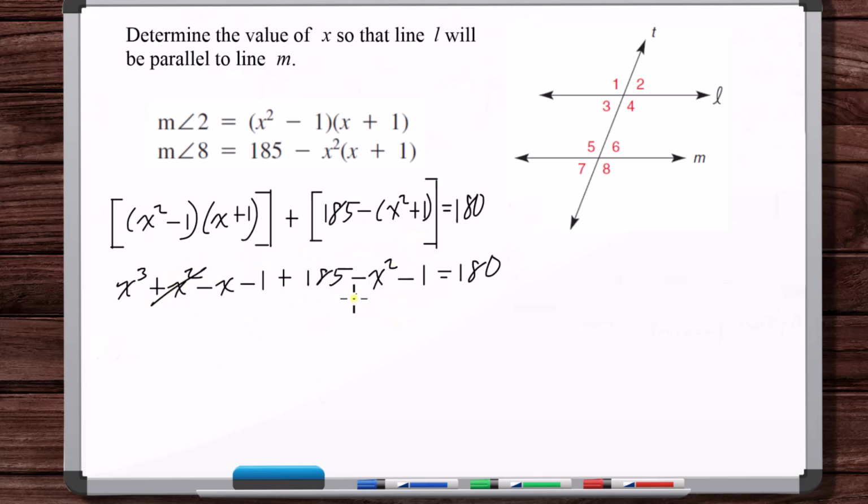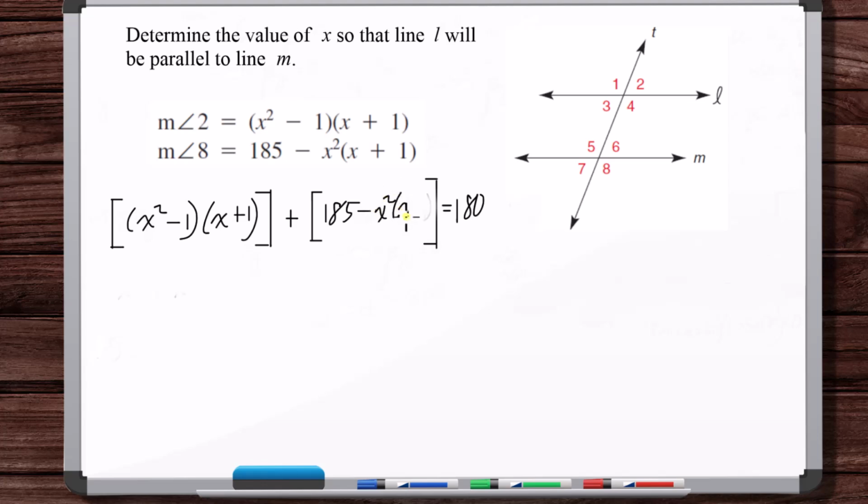So, okay, let's see. The x squared subtract out. We've got x cubed minus x. Then minus 1 is minus 2. 185 minus 2 is 183. Now subtract 183 from both sides. Oh, wait, no, this is x cubed. Wait a minute, hold on. I wrote this wrong here. So 185 minus x squared times x plus 1. There we go.